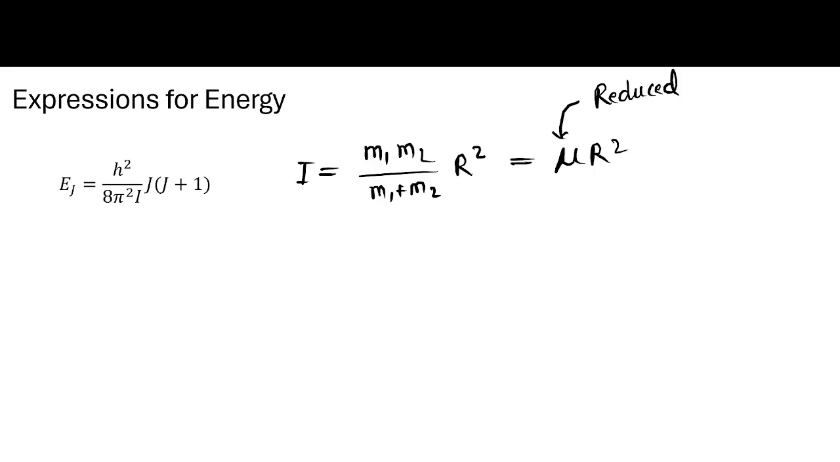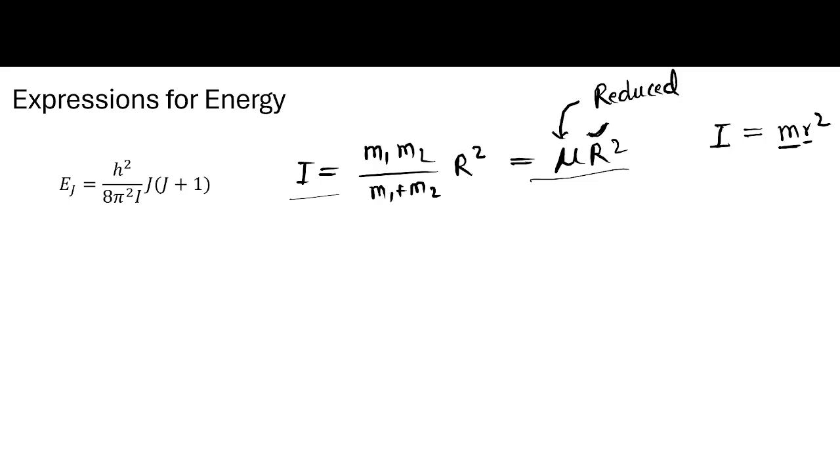See, for a diatomic molecule the moment of inertia becomes like this. For monatomic, what we got is m r square, correct? This is the mass of one single atom, and this r is the radius. And here this r is the bond length or internuclear distance between the two atoms.